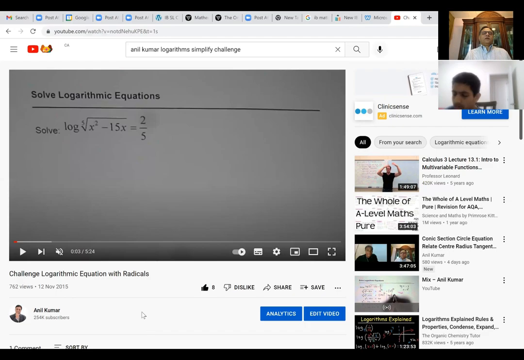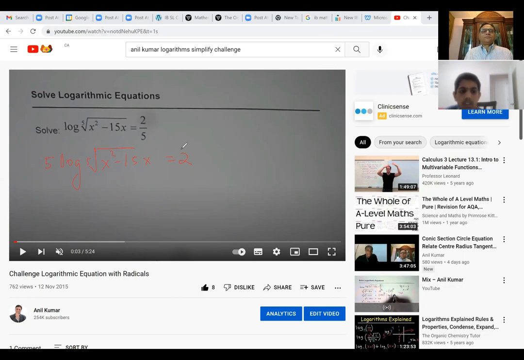Log base 10 of 5. 10 to the power of 2 over 5, yes. You could just rearrange it, bring 5 here, right? So you could write this as 5 log fifth root of x squared minus 15x equals 2. Does it make sense to you?